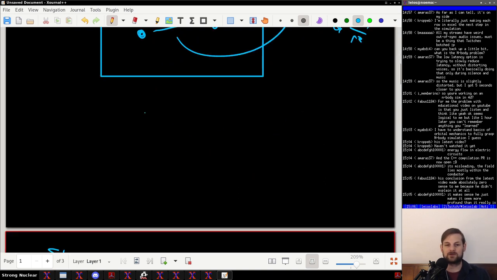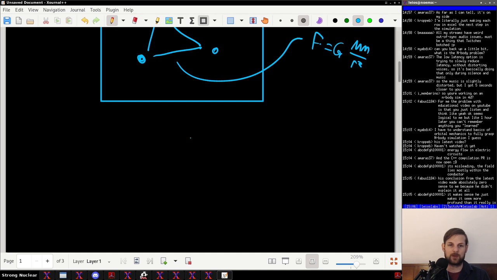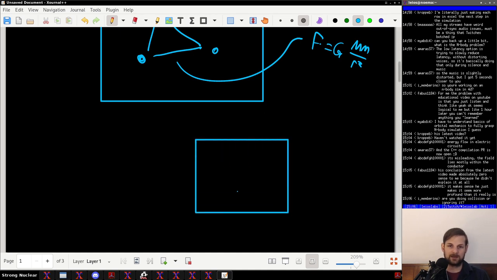So here you could, for example, imagine a case where we have a box and we have a single particle that's orbiting the other thing. And that's the case where you could use orbital mechanics. But we don't necessarily need that for this simulation.